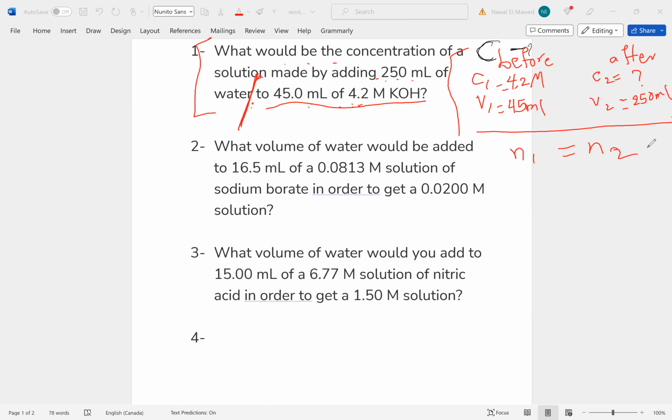Is it true? Okay. C1V1 equals C2V2. C1 is 4.2 mole per liter, times 45 milliliter, equals C2 times V2, which I don't know. Volume is 250 milliliter. I want to write something and you have to tell me if it's wrong. Tell me, did I do anything wrong?